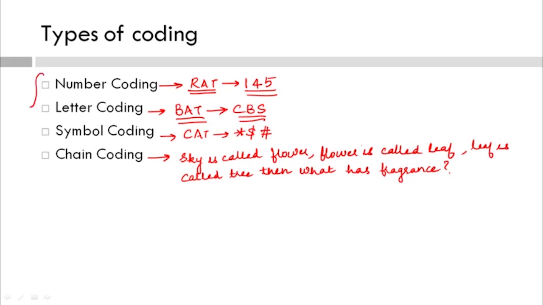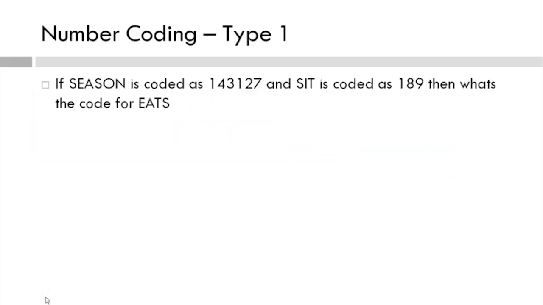We will understand each of these types by solving problems. That is the best way to understand this topic, coding decoding. We will look at a few problems from each of these coding types, and we will understand how to solve such questions in examinations. Let's look at the first type, that is number coding.